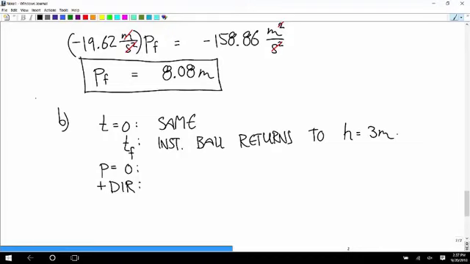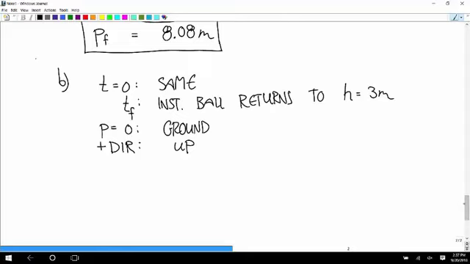And these two things, I always keep these the same. So let's say 0 position is still going to be the ground, and the positive direction is still going to be up. And let's list out what we know and what we want. So any of the stuff at time equals 0 that we knew before, we know now.